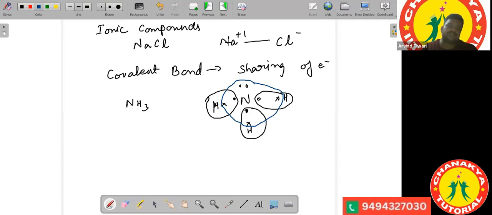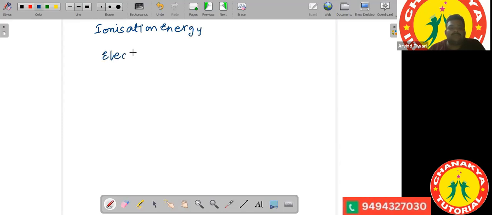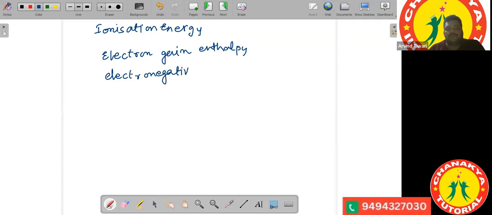See, under the circumstances, there are two things we look for. We look for ionization energy, and electron gain enthalpy, or there you can also talk of electronegativity. Here in ionization energy, you can also talk of electropositivity.